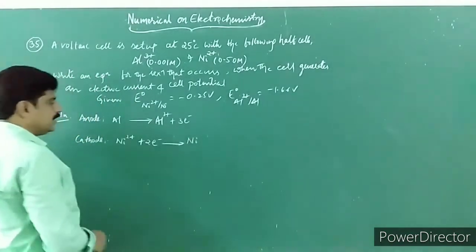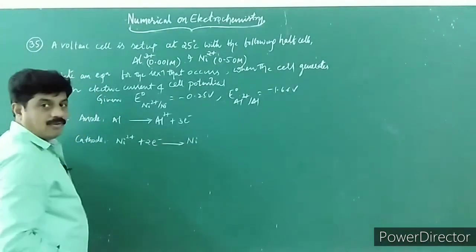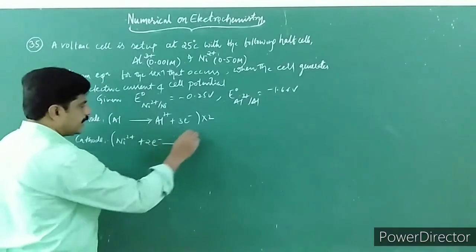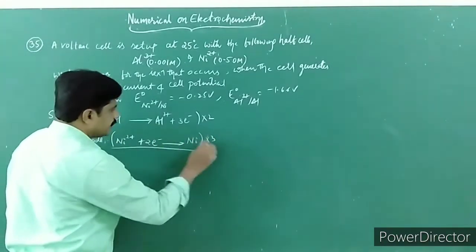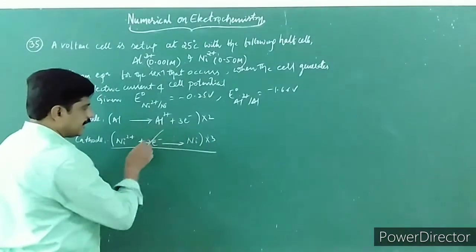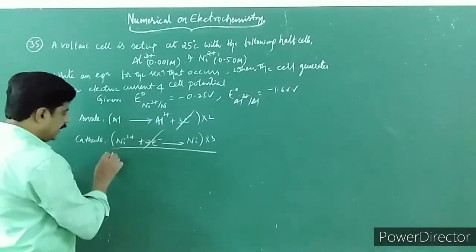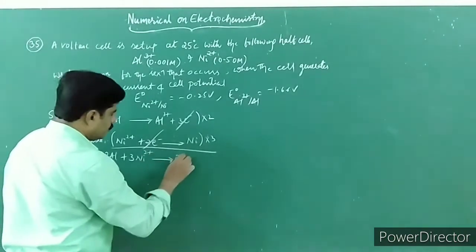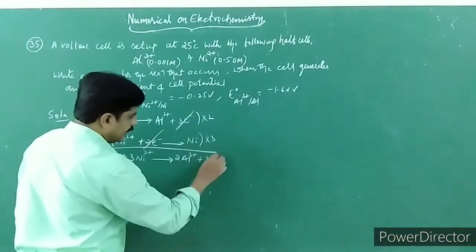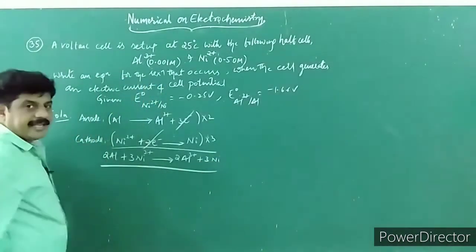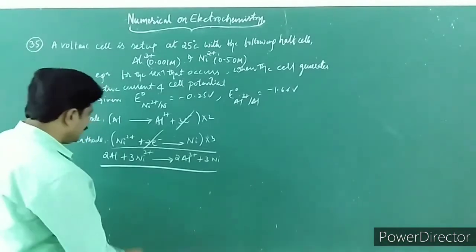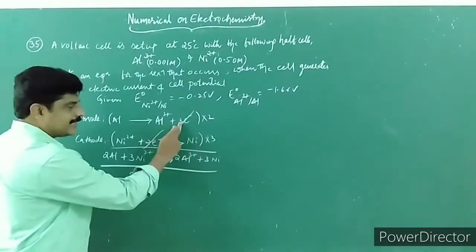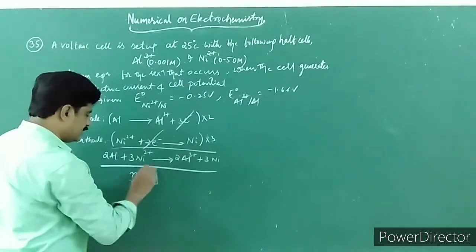Is it not? Now children, I should balance the number of electrons. How do I do it? Look here. I multiply the anodic reaction by 2 and the cathodic reaction by 3. In that case, 3 into 2, 6 electrons. Here, 2 into 3, 6 electrons. They get cancelled. So 2Al plus 3Ni2 plus gives rise to 2Al3 plus plus 3Ni. So this is the overall reaction that takes place in the cell. Hope you got it. Now children, tell me what is the n value here? n is equal to 2 into 3, 6 electrons, or 3 into 2, 6 electrons. So n is equal to 6.